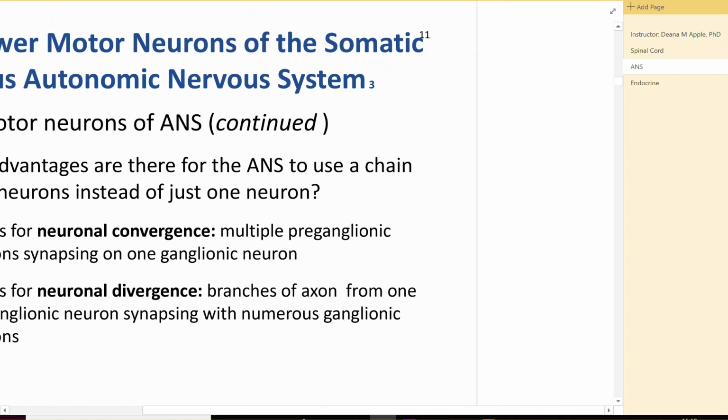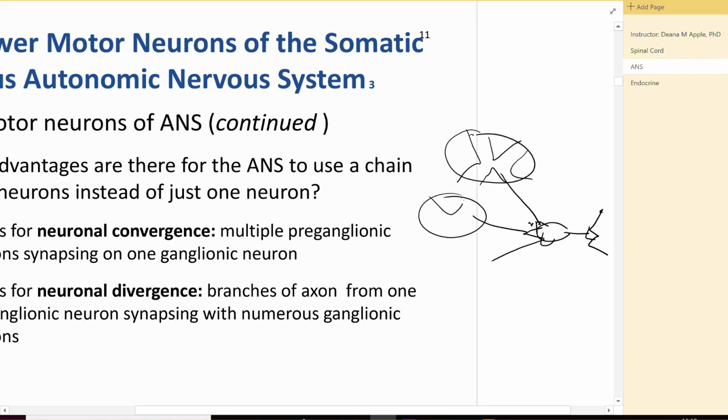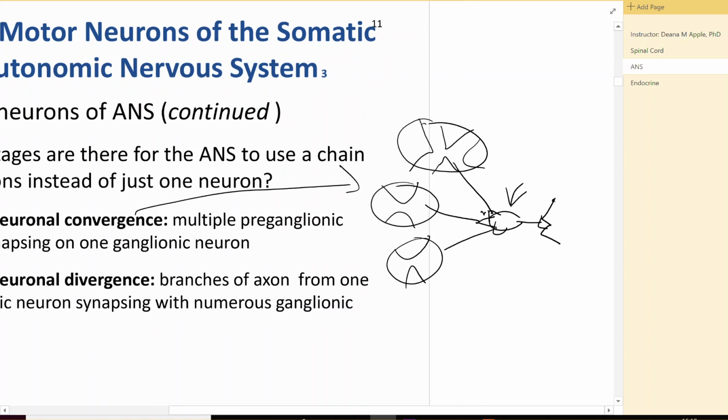So for convergence, here's your ganglion, and here's your effector tissue. We had lots of cells coming in and synapsing from lots of areas. This is spinal cord, sorry. This is going to be really bad. I told you guys I can't draw. There, now I'm getting it. Okay, so this is convergence, right? This is lots of signals from the spinal cord coming in to one ganglion. And that gives us extra control, right?